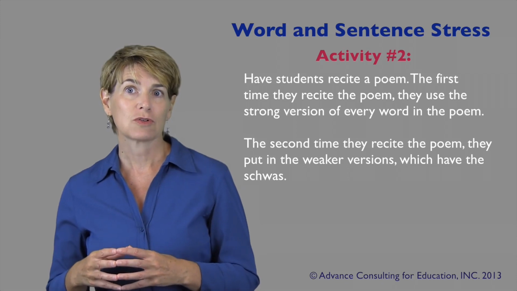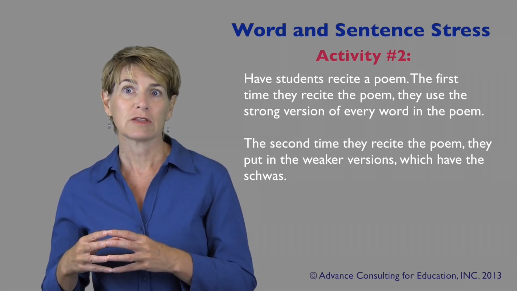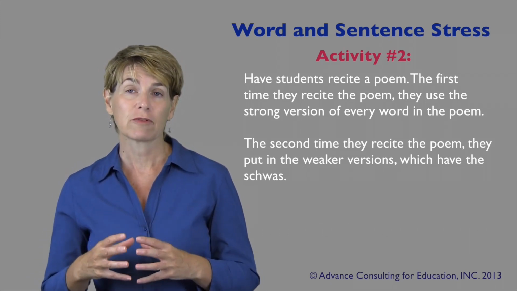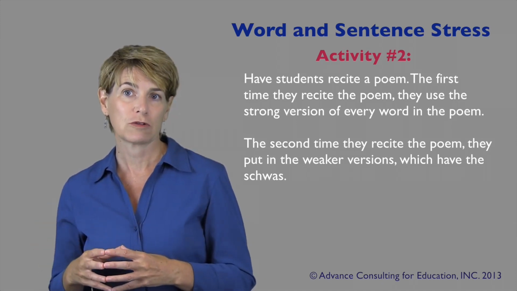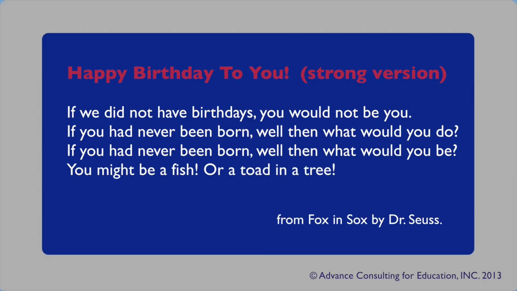I've given you a Dr. Seuss poem to use as an example. So I'll recite a few lines as an example, just first with the strong version in every word, and then the second time around I'll have appropriate weaker versions where they should be. Here's the first verse of Dr. Seuss's Happy Birthday to You, first of all with the strong version of all the words.